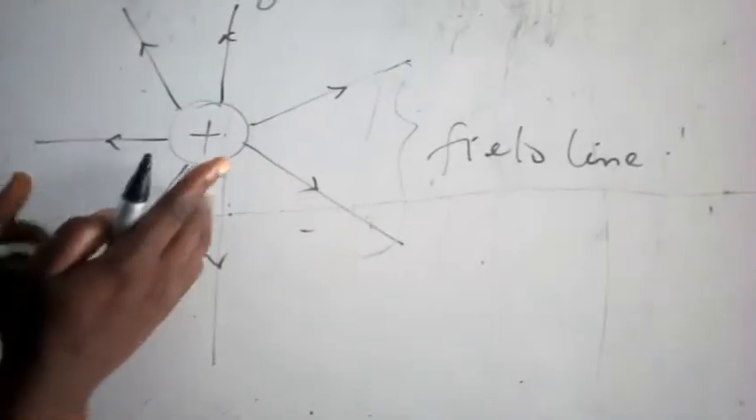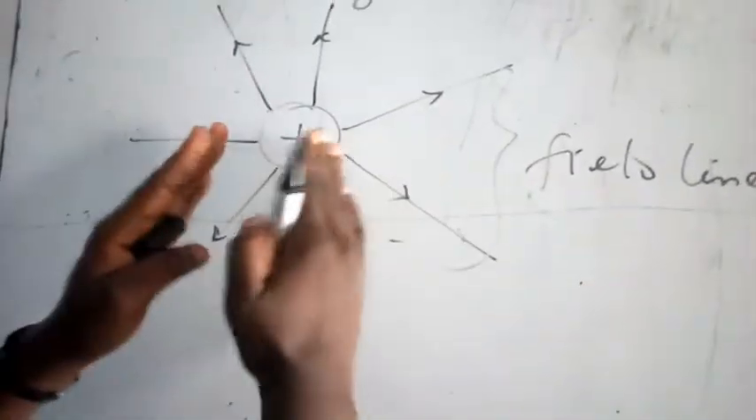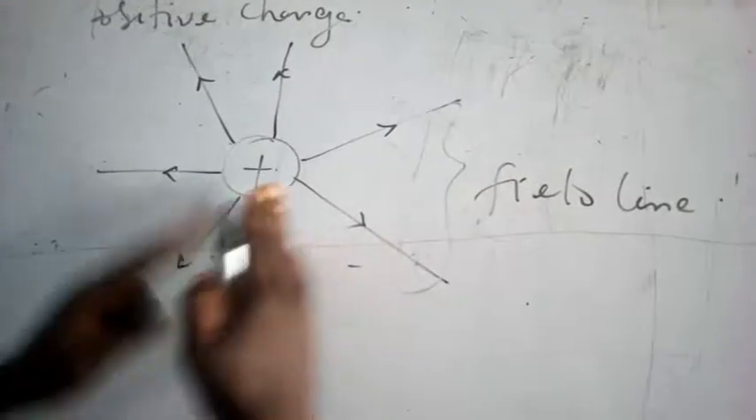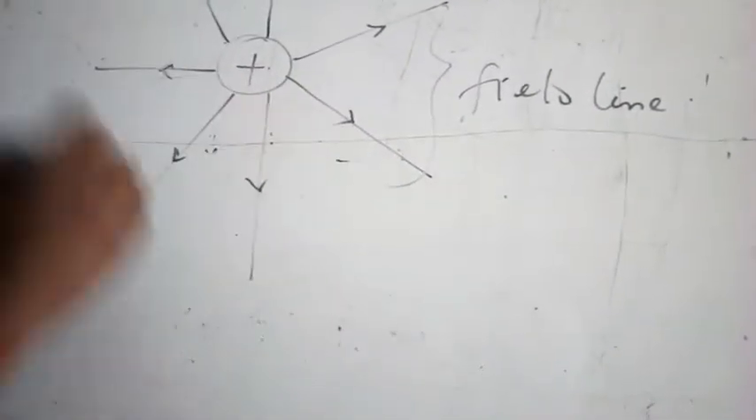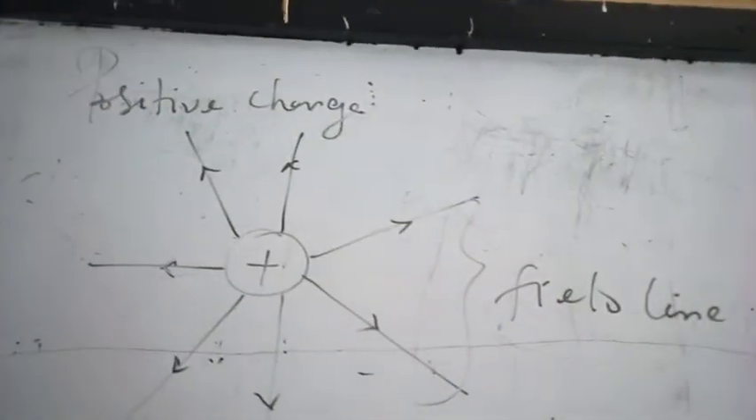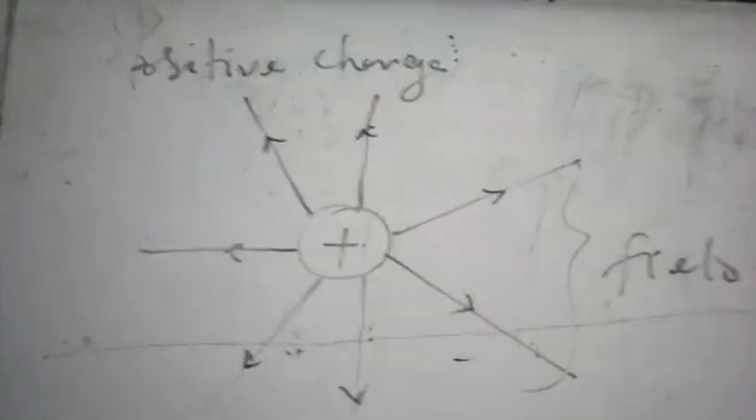You can see it's generating field lines. It's giving out lines, but it's not taking in. Look at the arrows. You must note the arrows. Now let us write. What is a positive charge? A positive charge. Please write it down.